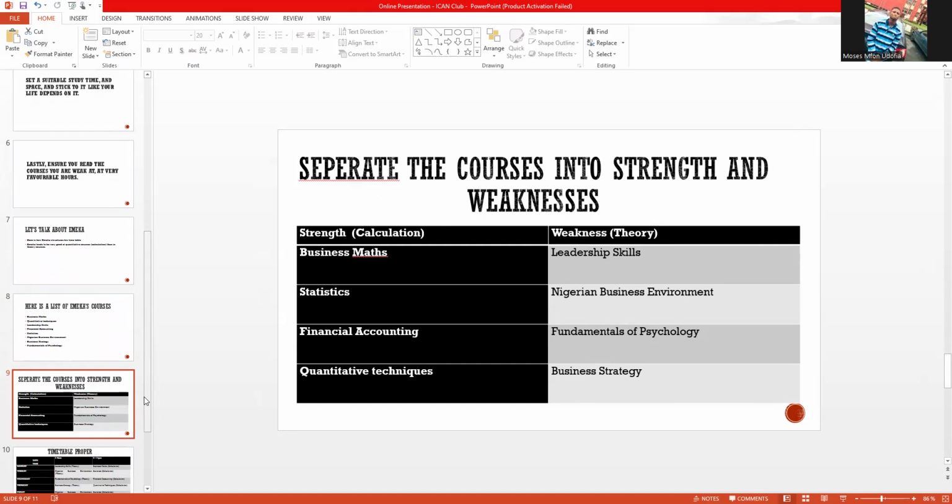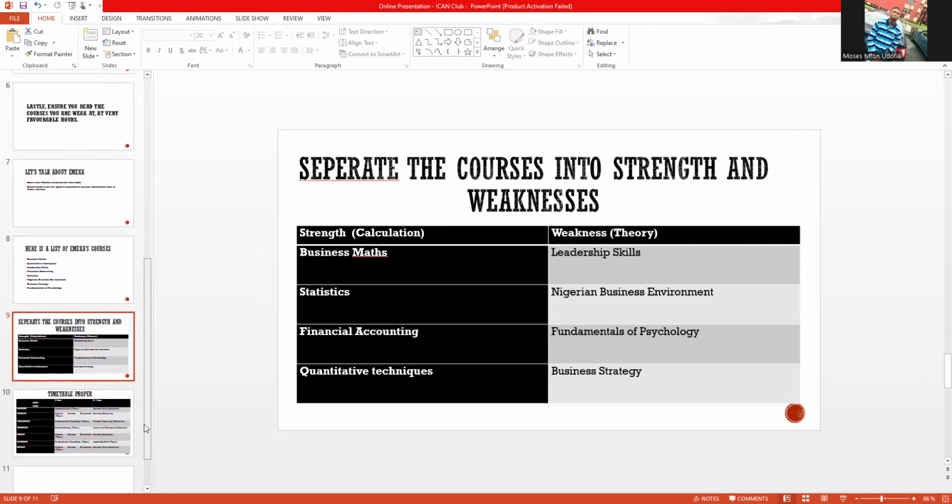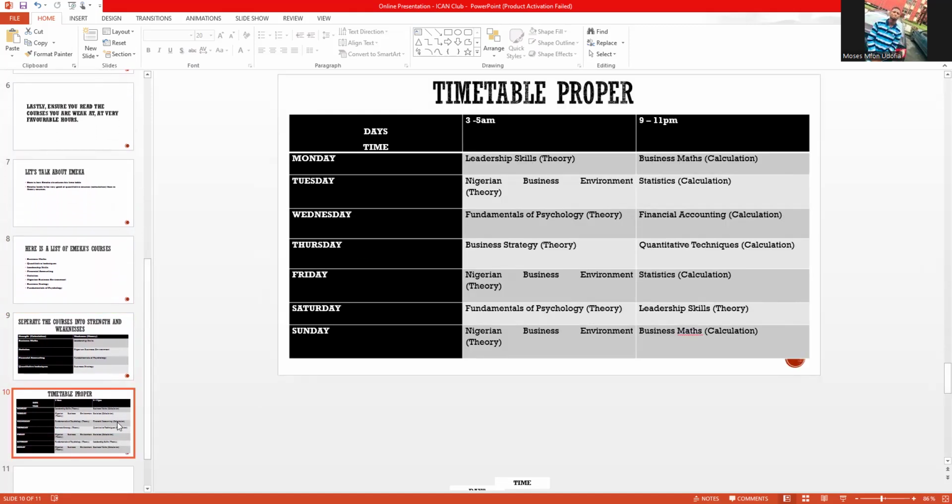Now, let us move into the timetable proper of Emeka. Look at what Emeka has done in his timetable. You would see that he has two study times, which is from 3 to 5 a.m. in the morning and from 9 to 11 p.m. in the evening, at night, if you like to say it. He reads 7 days a week. So if Emeka reads for 3 hours in the morning and 3 hours in the night, it means that Emeka reads for a total of 6 hours daily.